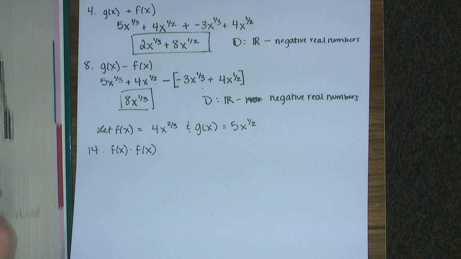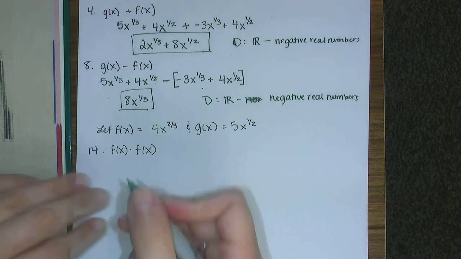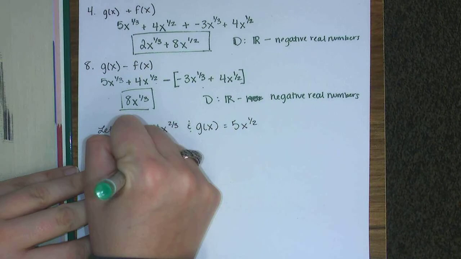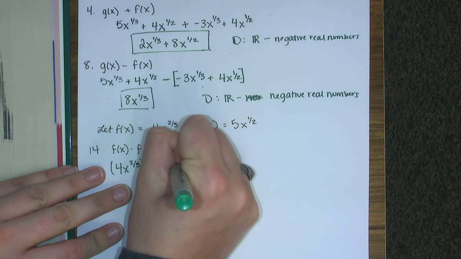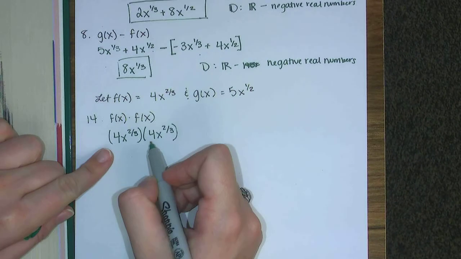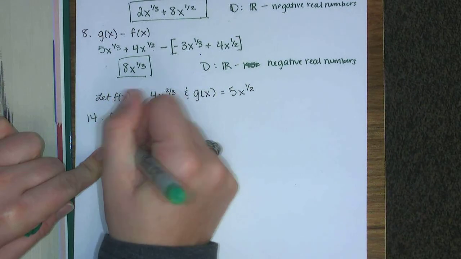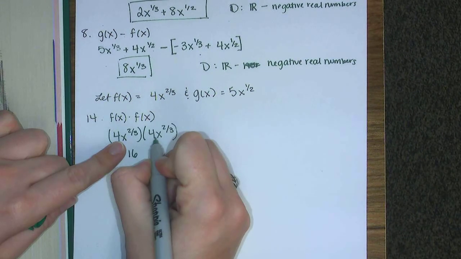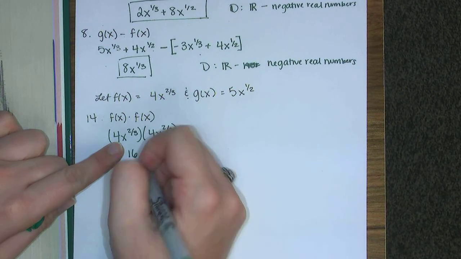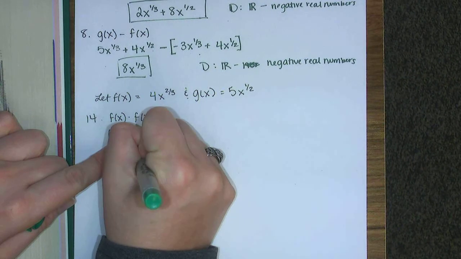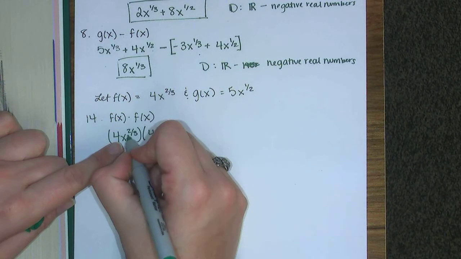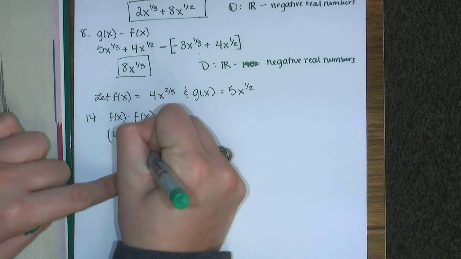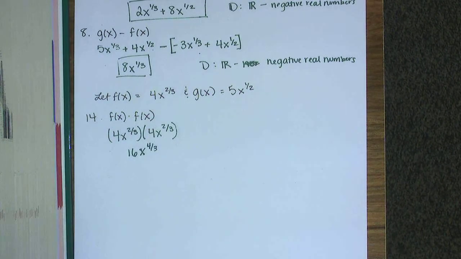So now 4 times 4, well, that's 16. x times x is going to be x, and then I'm adding their exponents together. Remember, when I'm multiplying, you add the exponents, so that's going to be 4/3 for that one. So 16x to the 4/3. It does still ask for the domain, but again, you're not responsible for that on these types either. The domain for these would in fact be all real numbers.